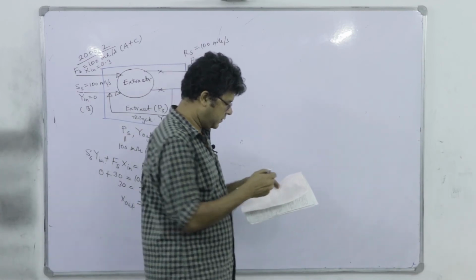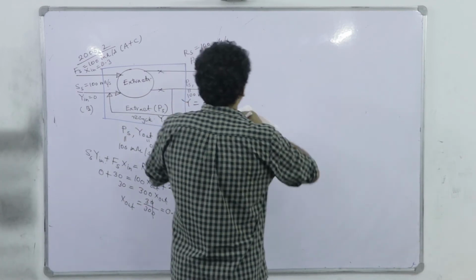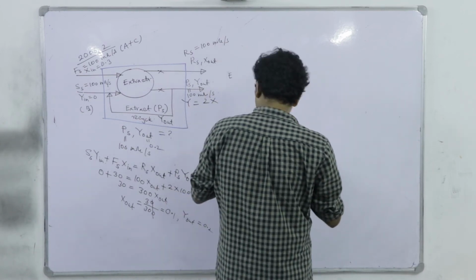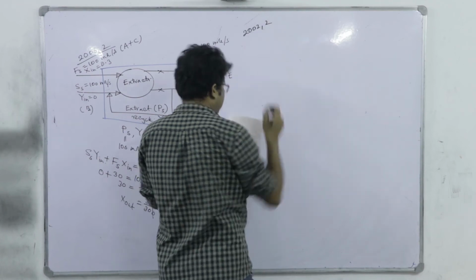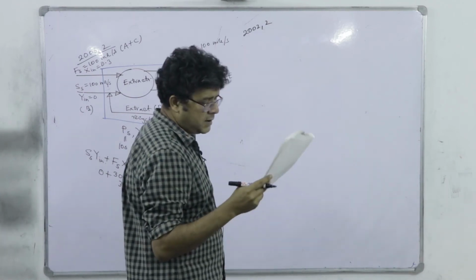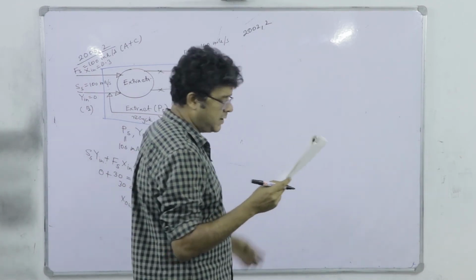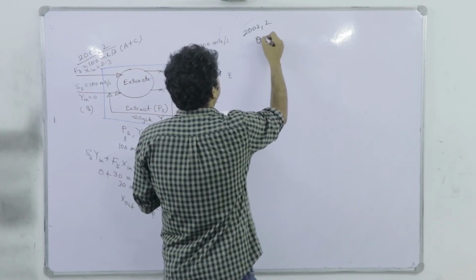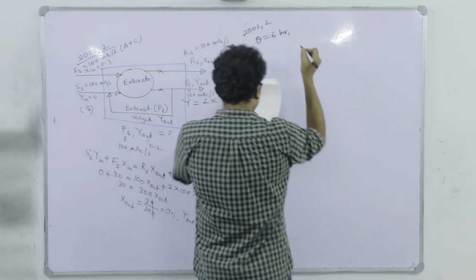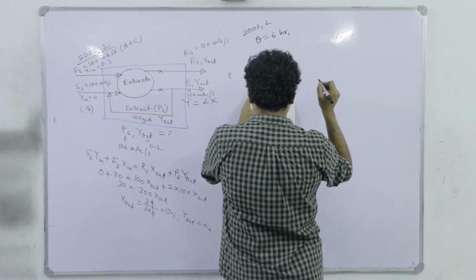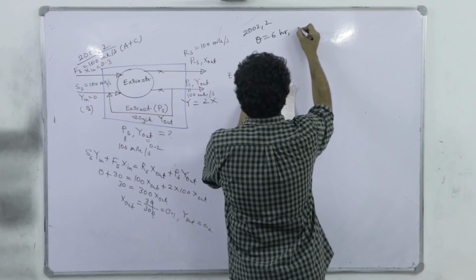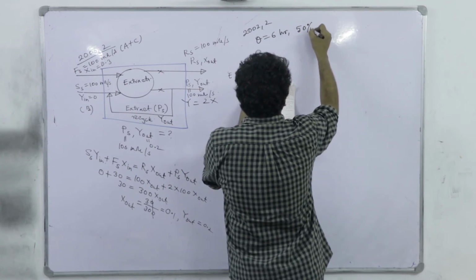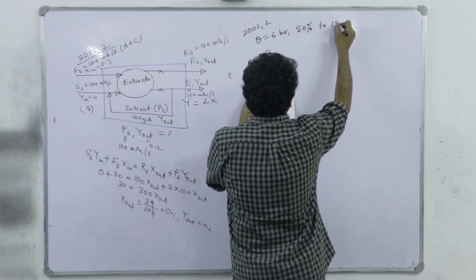So, let us solve this drying problem. This is a 2002, 2 marks problem. What is the problem statement? It takes 6 hours to dry a wet solid, so theta equal to 6 hours, from 50% moisture content to critical moisture content of 15%. 50% to 15%.